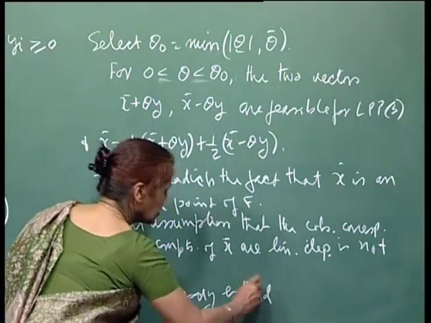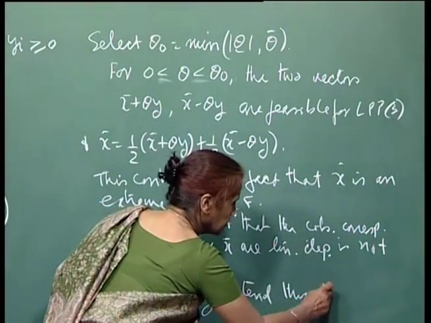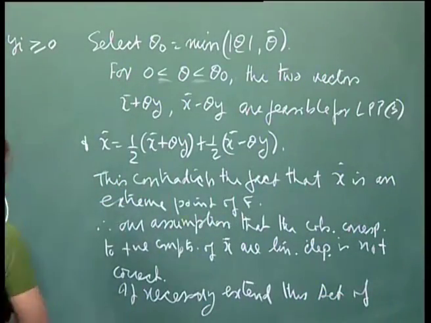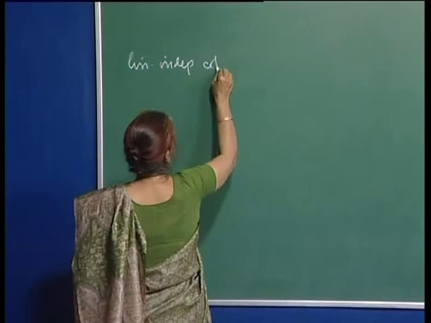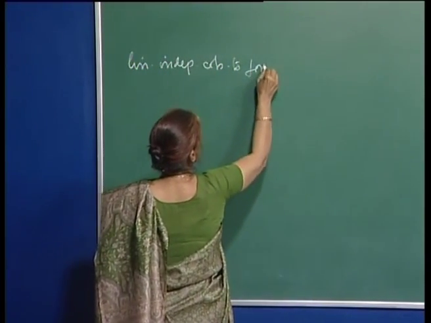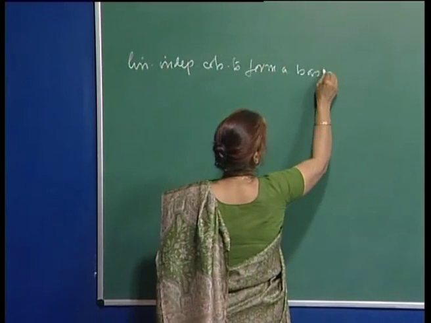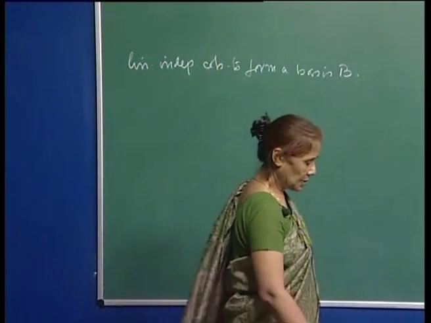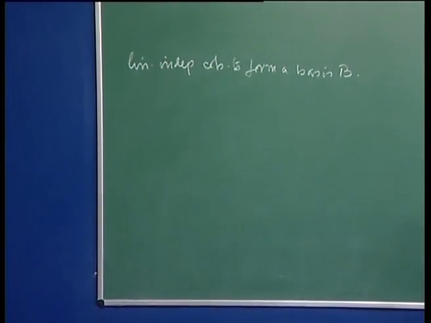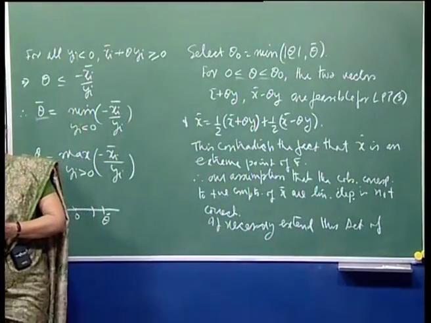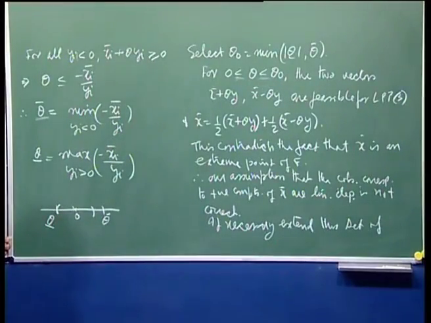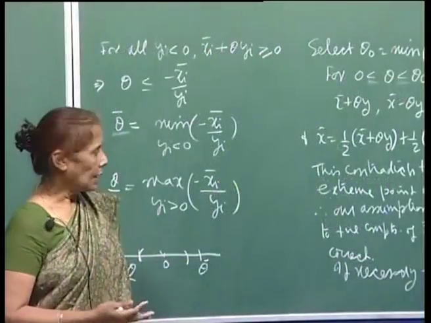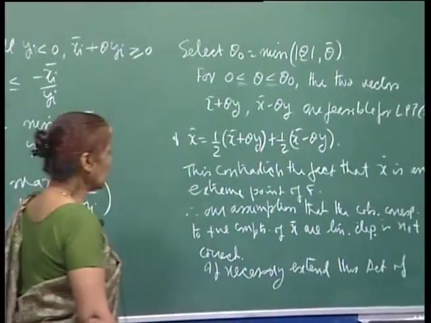So, if necessary, extend this set of linearly independent columns to form a basis B. We have seen this process so many times: in case you have a feasible solution and the columns corresponding to positive components are linearly independent, then we can always say that it is a basic feasible solution, because we can extend the set of linearly independent columns to form a basis, and then it becomes a basic feasible solution by our definition.